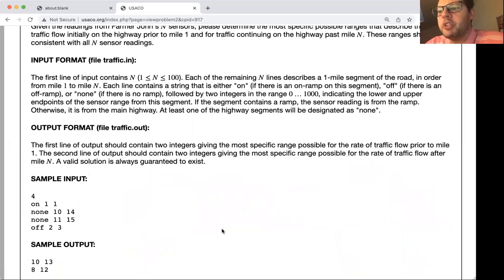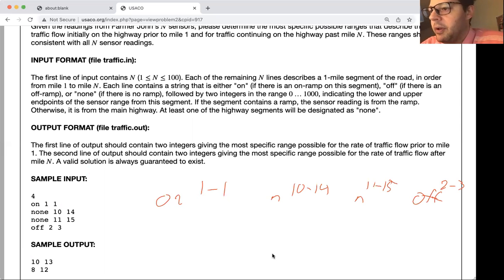I don't think it matters which way you process this, left to right or right to left. I did it right to left. I don't know that I had a specific reason for doing that, but let's just look real quick at what we have to deal with. So with our on-ramp, we have 1 to 1. With our none, we have 10 to 14. With our none, we have 11 to 15. And with our off-ramp, we have 2 to 3. So the way that I did this is starting from the end, I have between 0 and infinity cars.